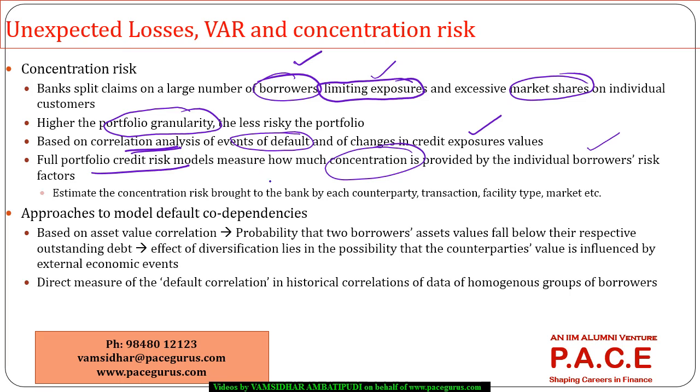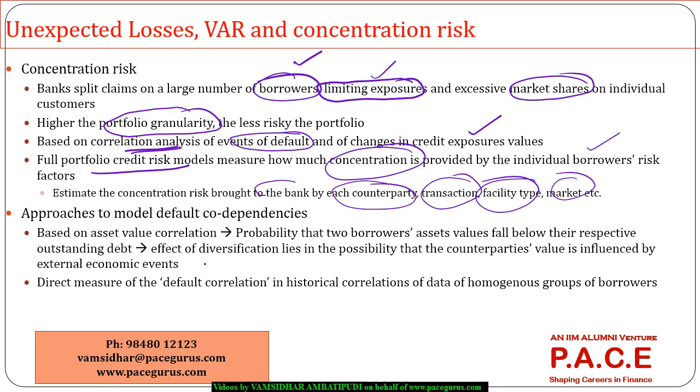So for each counterparty, I need to estimate the concentration risk that is brought by each counterparty to the bank, by each transaction to the bank, by each market type to the bank, by each facility type. So I really need to see to what extent the concentration risk is increasing for the bank from each of the counterparties, from each of the transactions, etc. So I am looking at modeling the codependencies across all these areas.